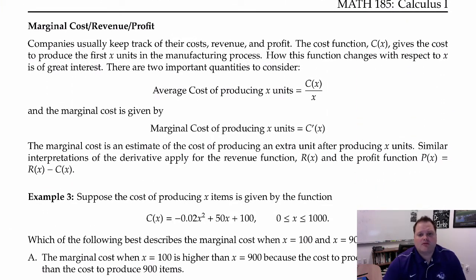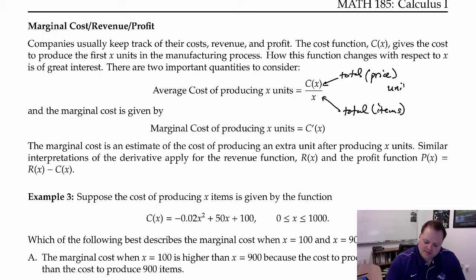So another type of application problem that you need to be aware of are problems that involve cost, revenue, and profit. And there are two different important quantities when it comes to cost, revenue, or profit. There's average cost or average revenue or average profit. Average cost is the total cost, which would be price, divided by X, the number of items, so total number of items, which means that this thing has units of price per item.